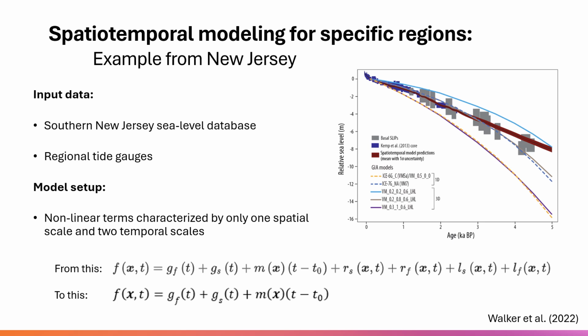So then we could look at just data from southern New Jersey. This is also looking over a longer time period, over the last 5,000 years. And we have our data. There's some GIA models on this plot as well. And then in red is our spatiotemporal model predictions just for this southern New Jersey sea level data.